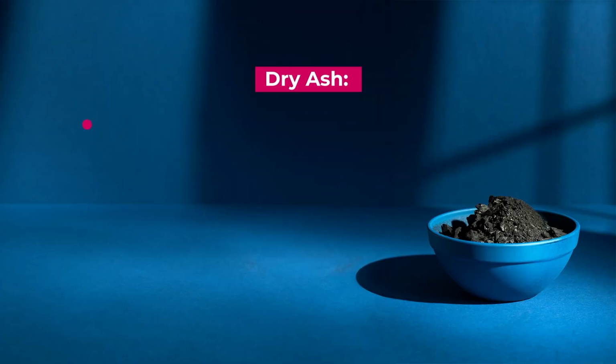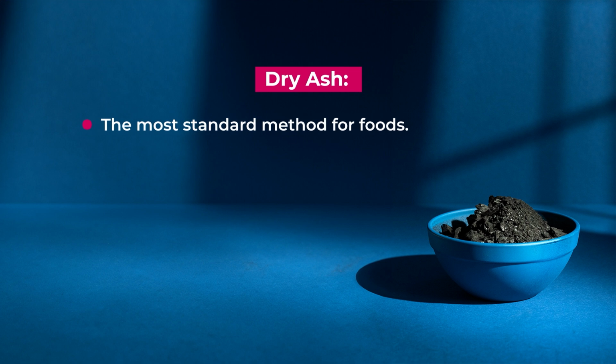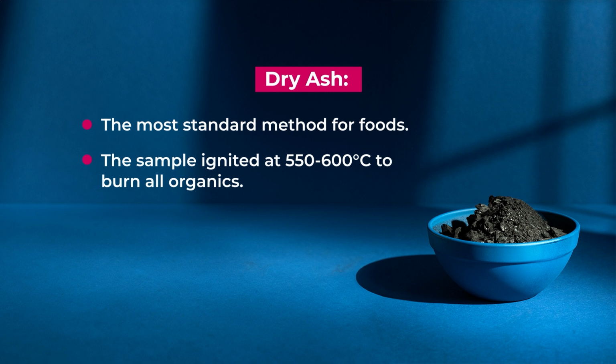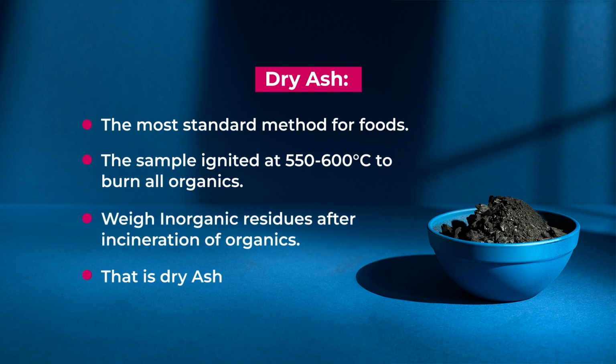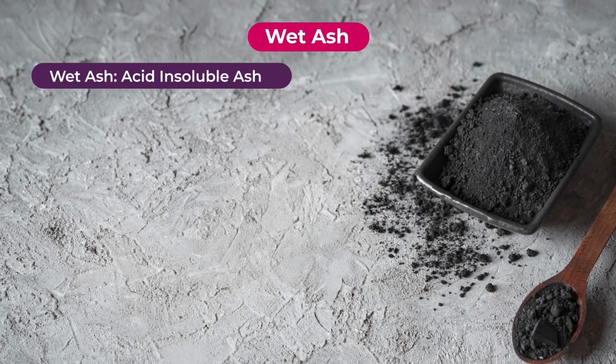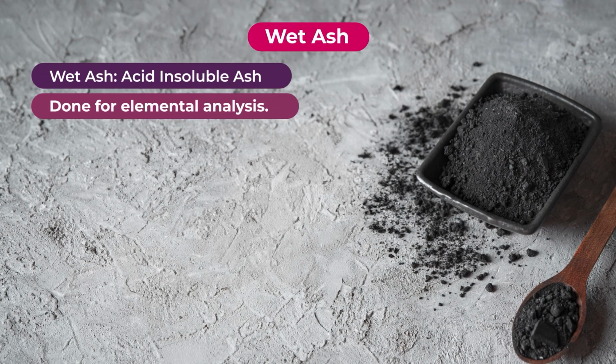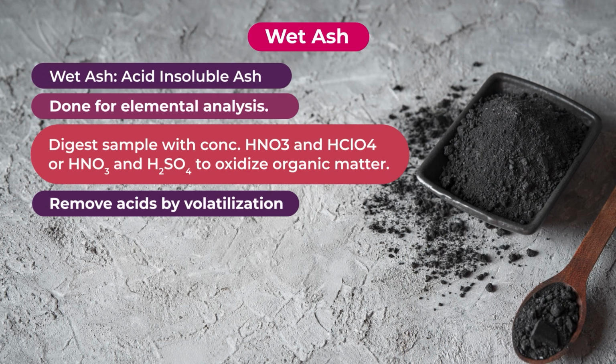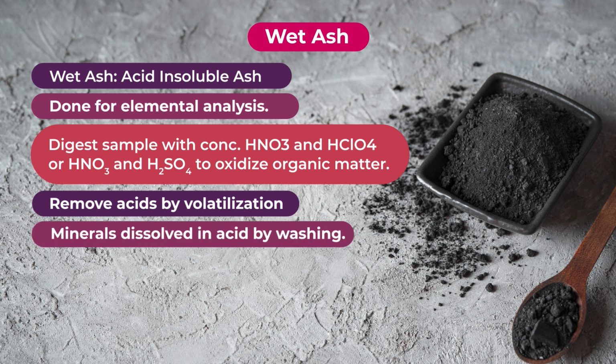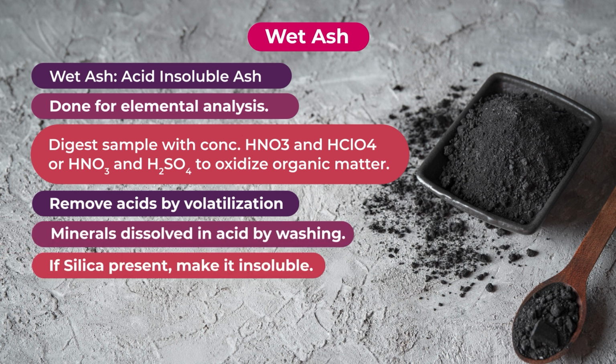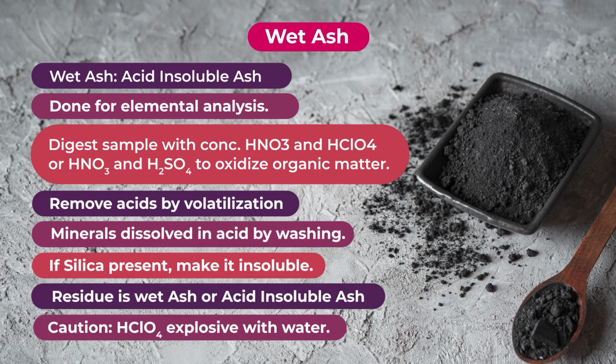The first and foremost is the dry ash. How do we do dry ash? We take the food as such and we burn it at 550 to 600 degrees. Whatever remaining behind is dry ash. What is wet ash? We take the food in acid and then filter it. Whatever acid soluble is there will go away, and acid insoluble we burn it and find out the wet ash. Whatever acid soluble is there, we calculate it for elemental analysis, to find out how much nutrient is there.